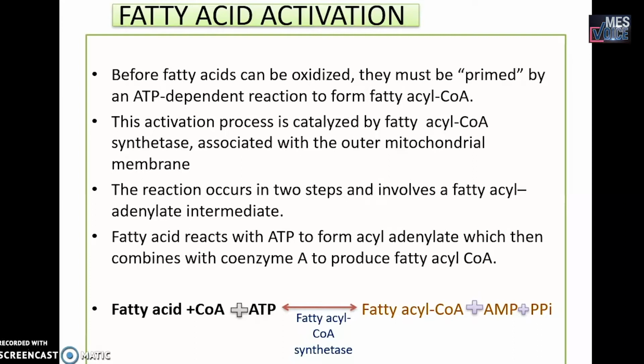Fatty acid reacts with ATP to form fatty acyl adenylate or acyl adenylate, which then combines with coenzyme A to produce fatty acyl-CoA. So the overall reaction can be represented as fatty acid plus coenzyme A plus ATP in presence of the enzyme fatty acyl-CoA synthetase form fatty acyl-CoA plus AMP plus PPi.